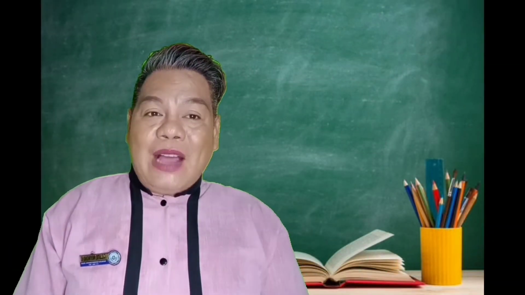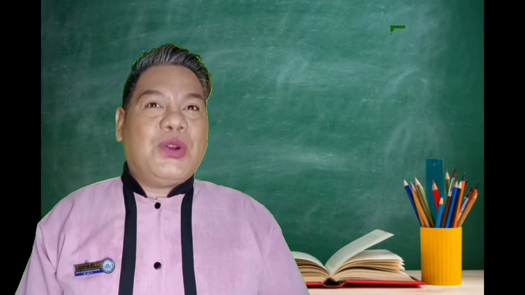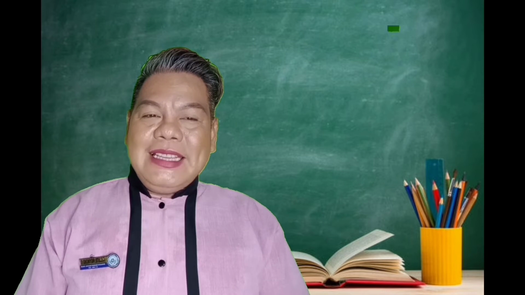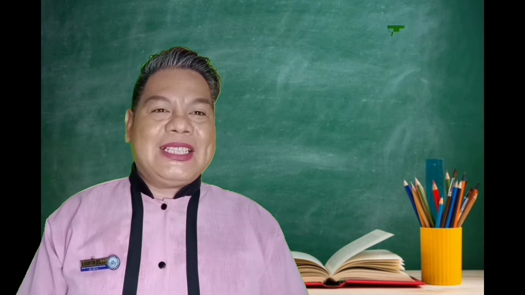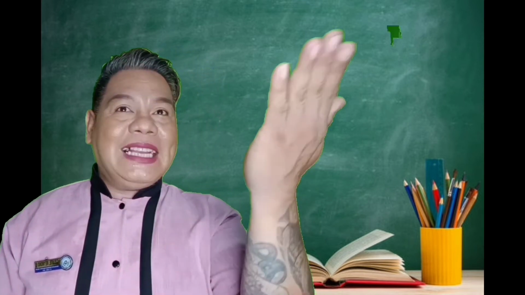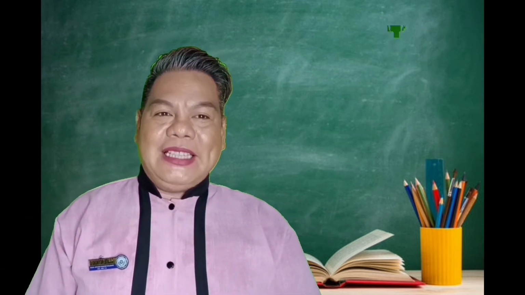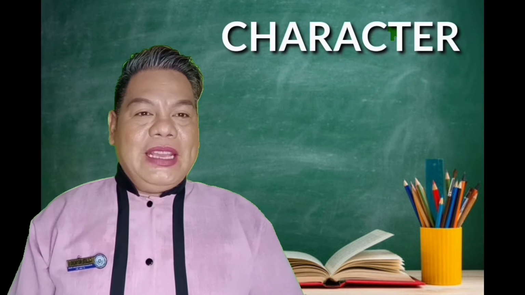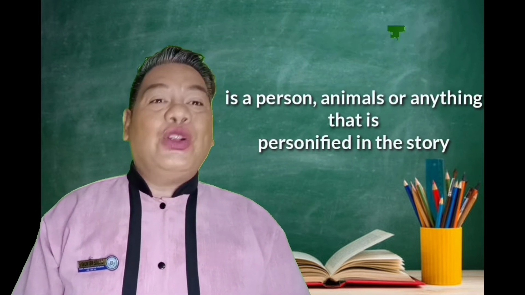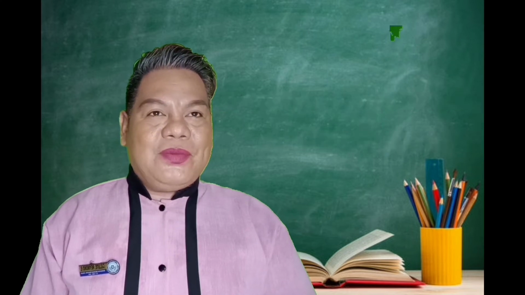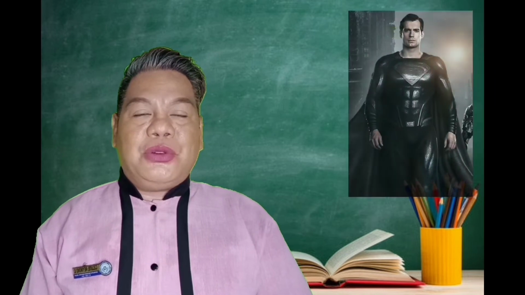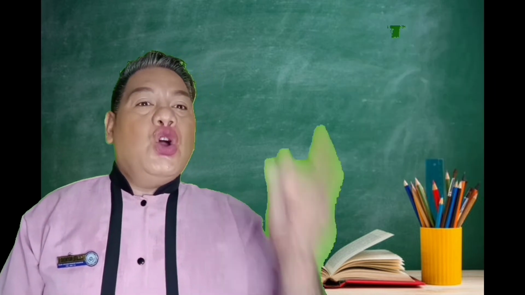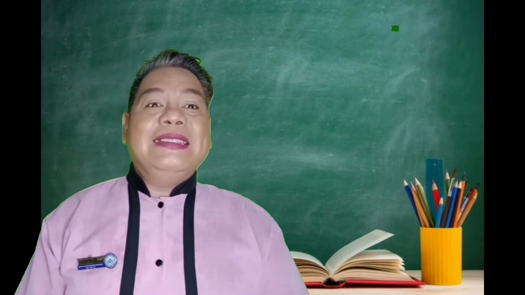Now, let's find out the next basic element of the story. What do you call an animal or person or anything that is personified in the story? Exactly! It is called a character. A character is a person or animal or anything that is personified. Characterization is used by authors or writers to highlight and explain the details about the character in a story. Now, who are the characters in the film The Necklace?